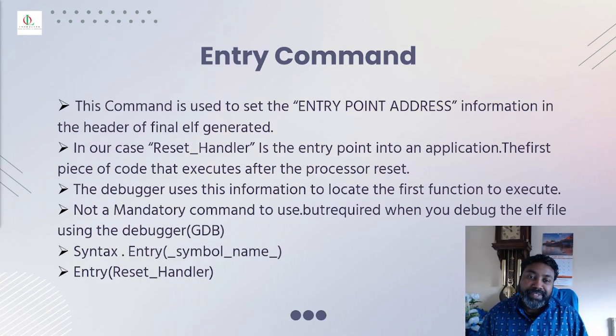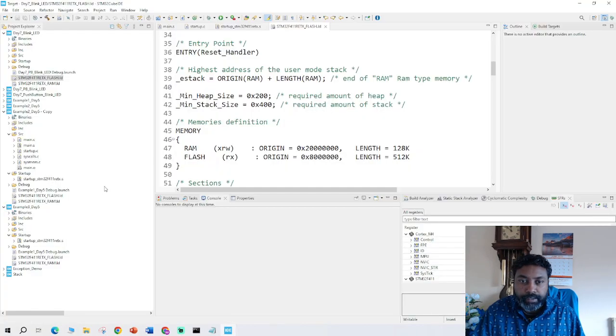So the debugger uses the information to locate the first function to execute. It is not a mandatory command to use, but it is required when you debug the ELF file using the debugger gdb. The syntax for the entry command is .entry underscore symbol underscore name, and then ENTRY(Reset_Handler). I'll show this in the IDE with the program, so you can understand a bit more about it.